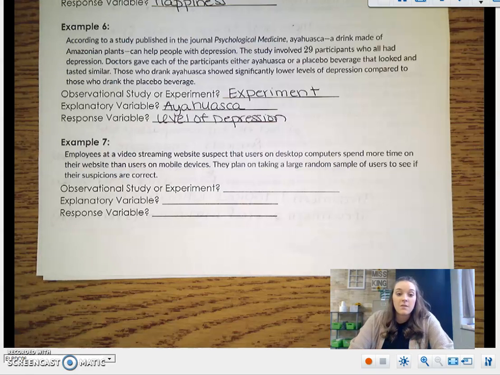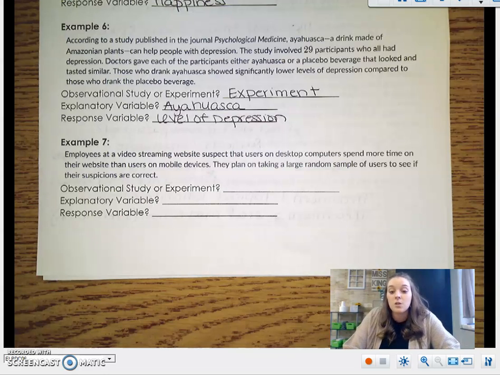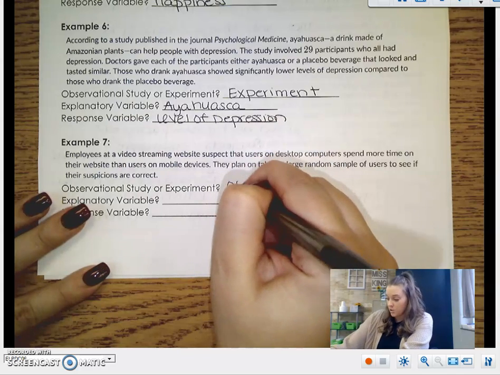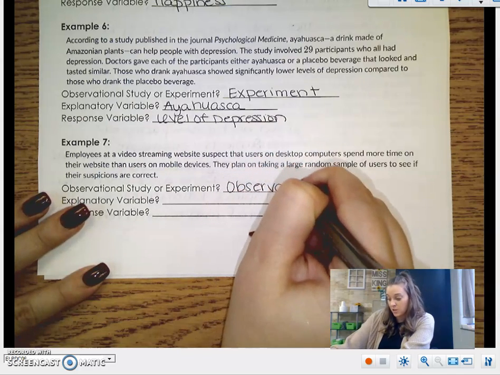So example number 7 says, employees at a video streaming website suspect that users on desktop computers spend more time on their website than users on mobile devices. They plan on taking a large random sample of users to see if their suspicions are correct. All right, observational study or experiment? So you should be thinking right now, are the researchers manipulating or giving anything to the subjects to change the outcome? And the answer is no. So this would be an observational study. They are just going to be asking questions.